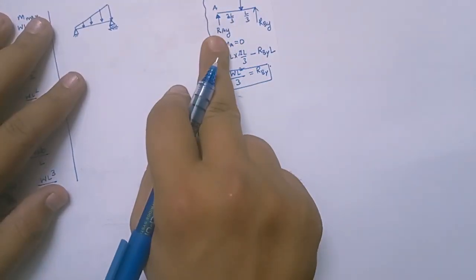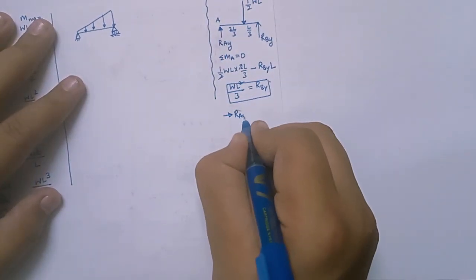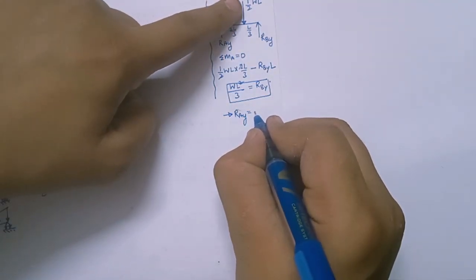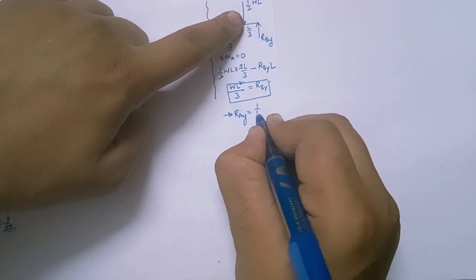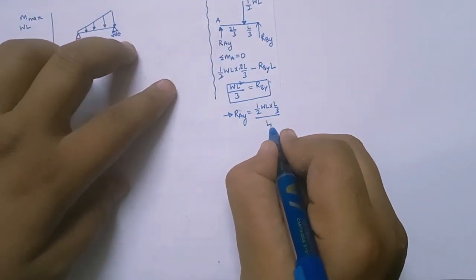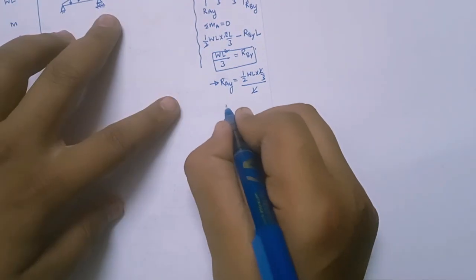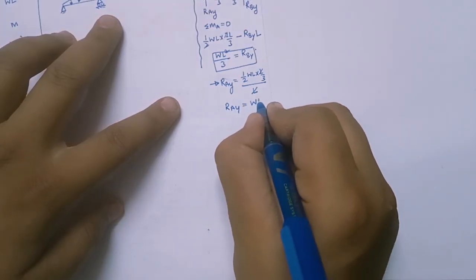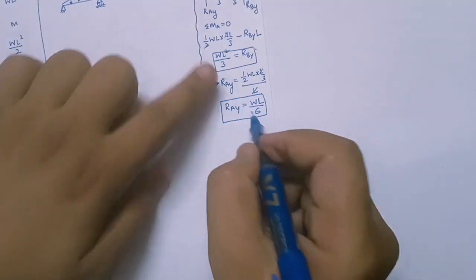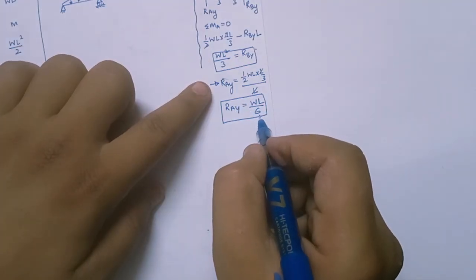And if I want to calculate RAy, you can apply the shortcut. So RAy I want to calculate. I'll write this into opposite length upon the total length. So this got cancelled. So what will I get? RAy is WL by 6. And see, if you add these two, 2 plus 1 is 3, 3 by 6, WL by 2.